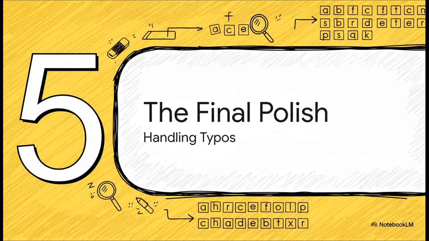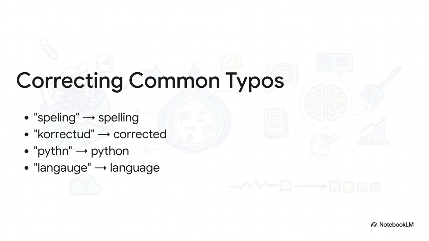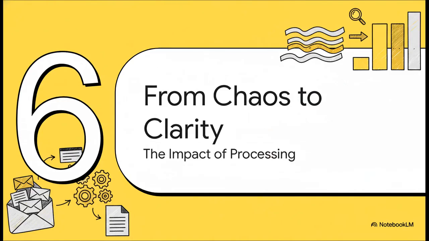Okay, we are so close. Our vocabulary is lean, it's consistent, but there's one last little problem that pops up all the time, especially in emails: typos. So it's time for one final polish. Yep, we have to correct all those misspellings. Machines can actually get pretty good at this. They calculate something called edit distance, which is basically the number of little changes it would take to turn a typo into a real word. And then they pick the most probable correction. So speling becomes spelling, and Pythn becomes Python. Pretty clever, right?